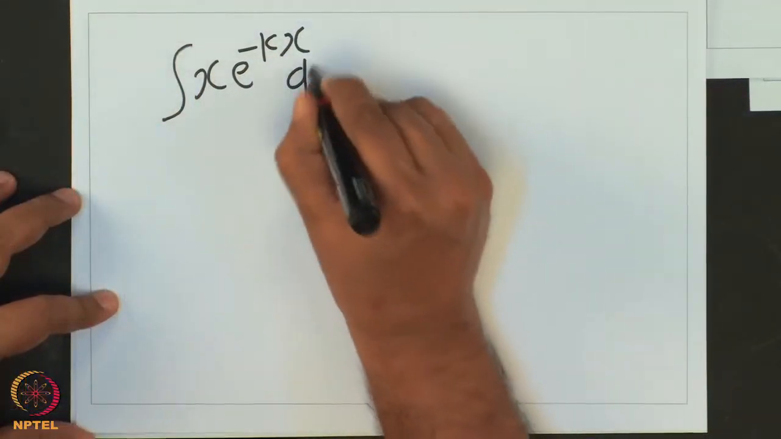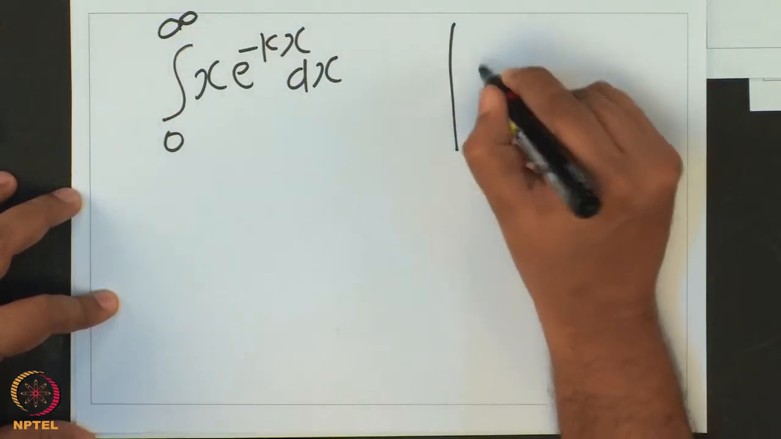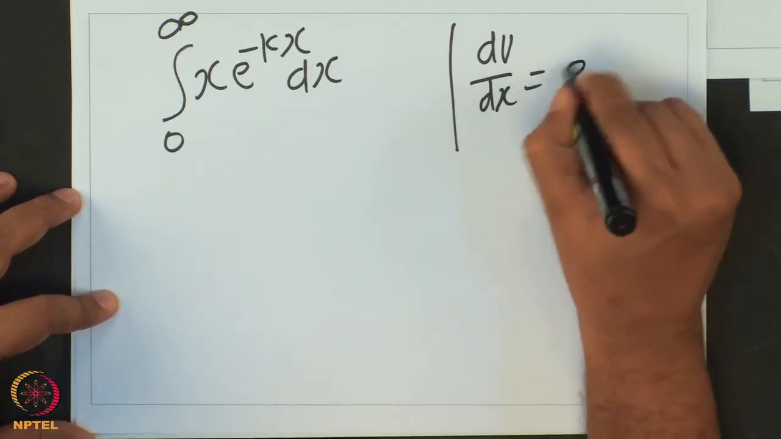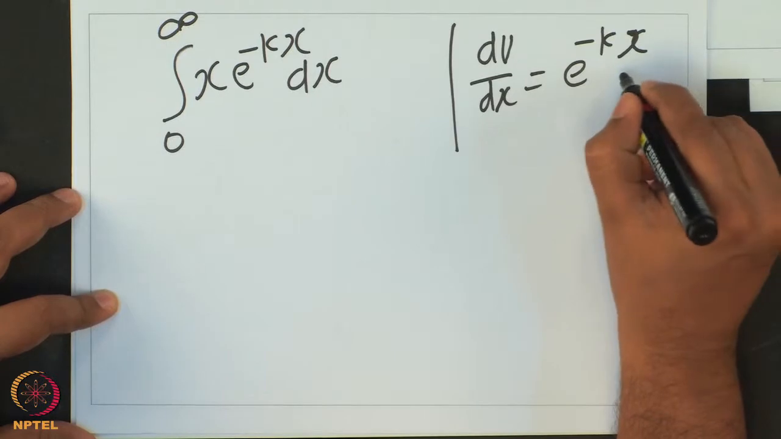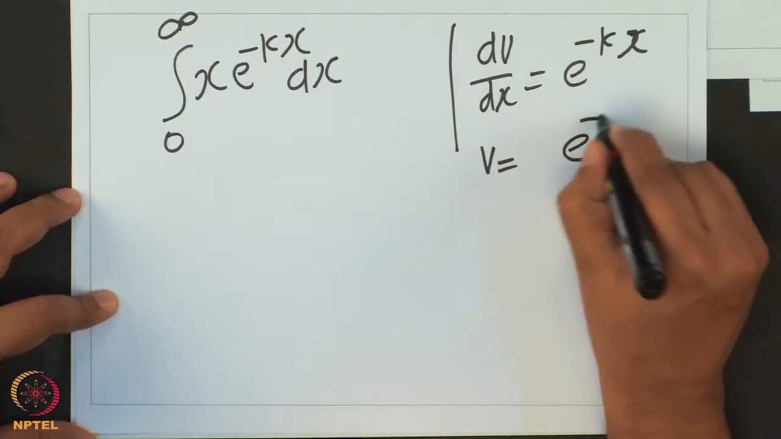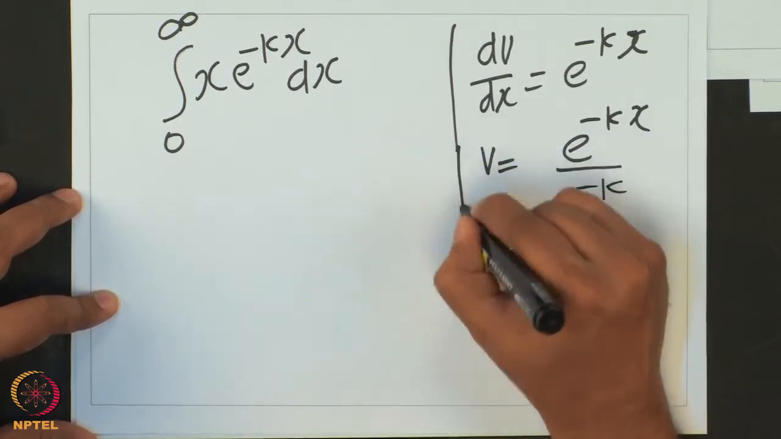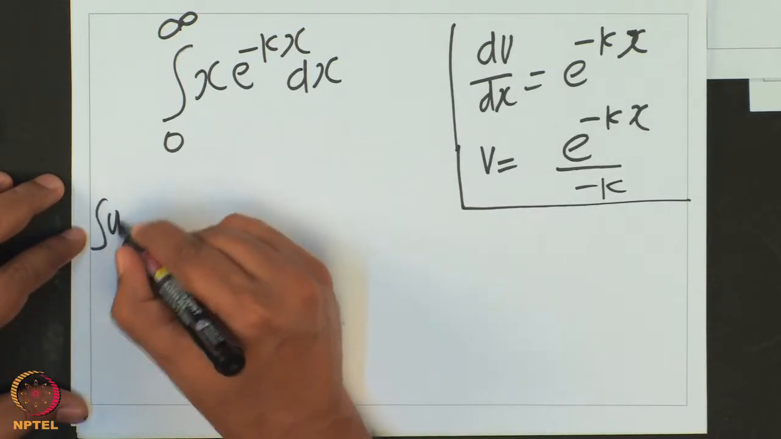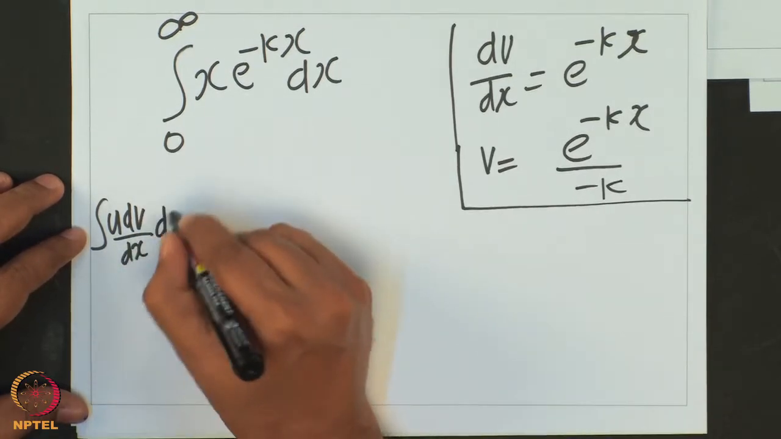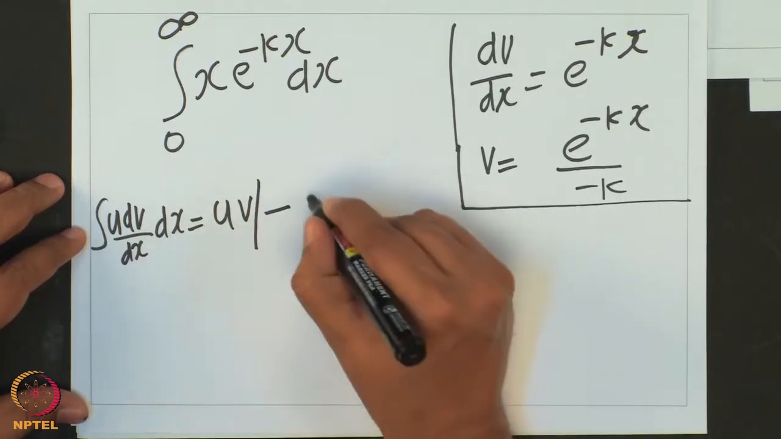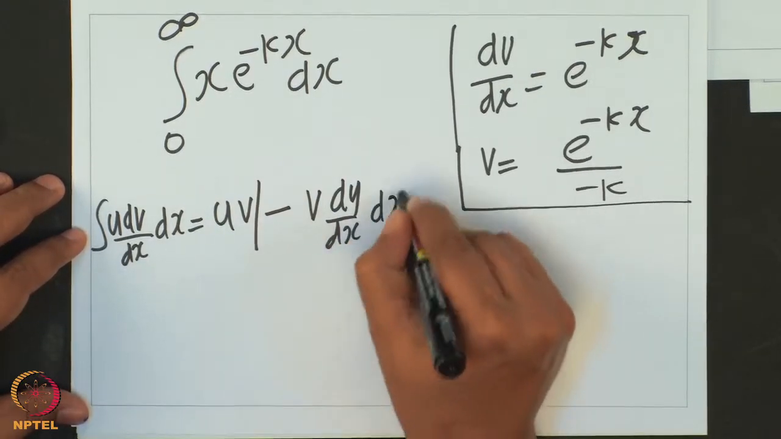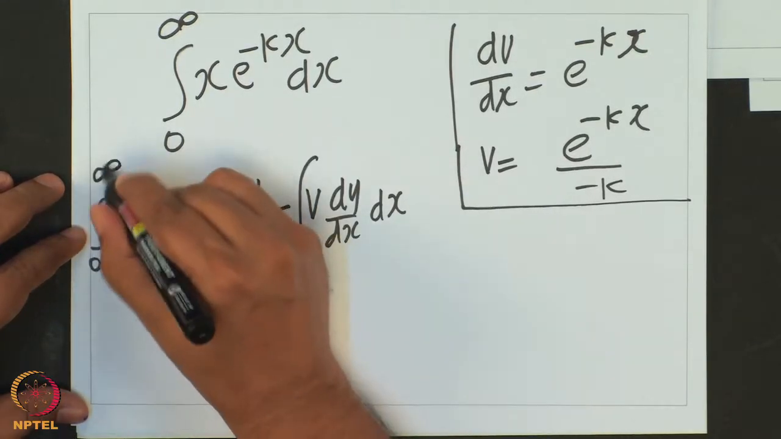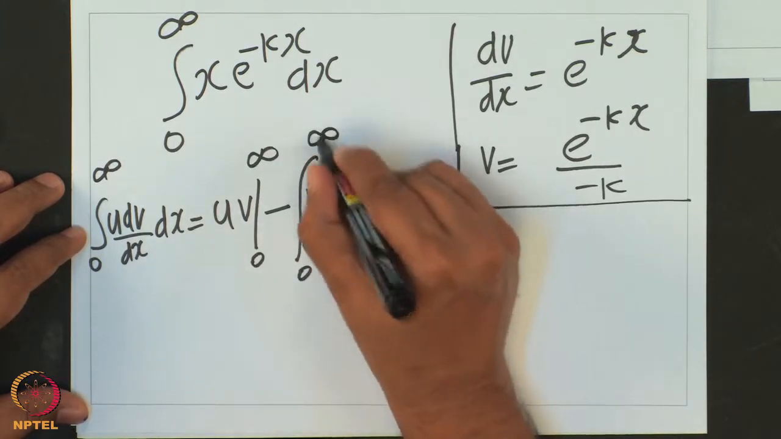So let me redo this a little bit more properly. What do I want? I want the integral of x e power minus kx dx from 0 to infinity. What we know is that dv by dx is e power minus kx. So the integral of this, v, would be e power minus kx divided by minus k. That is my v. And the integral of u dv by dx dx is uv in the limit minus the integral of v du by dx dx. The integral limit here is 0 to infinity. These are the limits that we have.